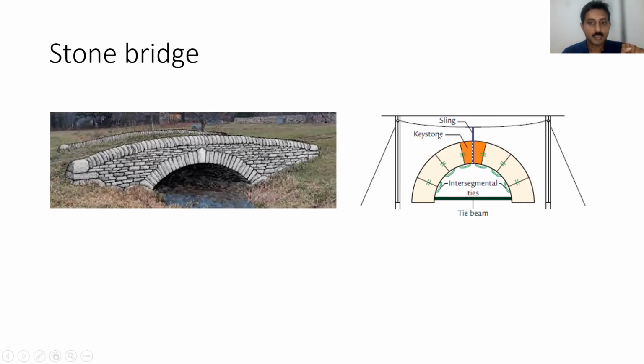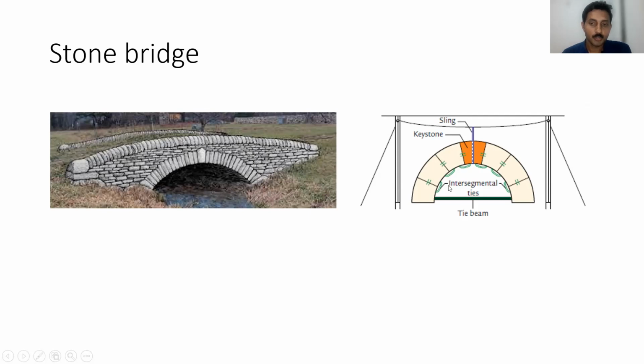First, what is a keystone? You can see in this picture, this stone is called the keystone. This is the main stone which keeps the arch in its position. Then one more term called tie beam. Tie beam is not there in this bridge, but if you tie from this end to this end by means of a rope or a string, that is called the tie beam. The arch is tied and held together. That is called a tie beam.